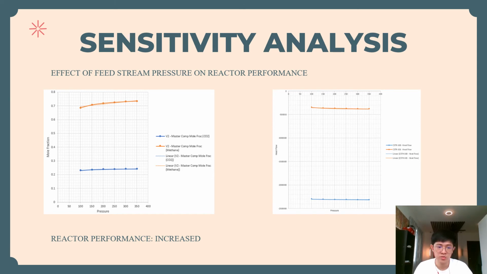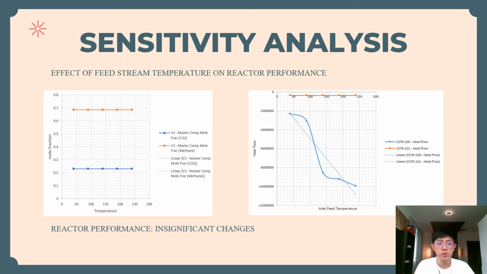On the left here, as you can see, an increment in pressure elicits increments in the mole fractions of methane as well as carbon dioxide in the product stream. Whereas on the right here, an increment in feed stream pressure elicits little to no change in the heat flow within the reactors, and therefore we can conclude that the performance of the reactor has been slightly increased due to the fact that the mole fraction of the desired product has been increased.